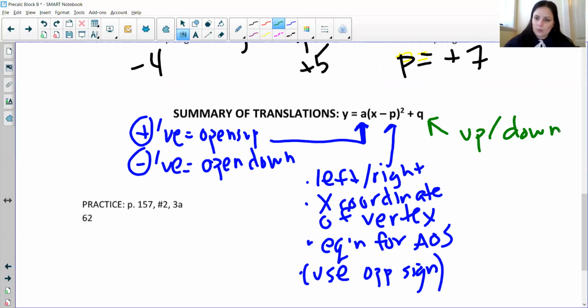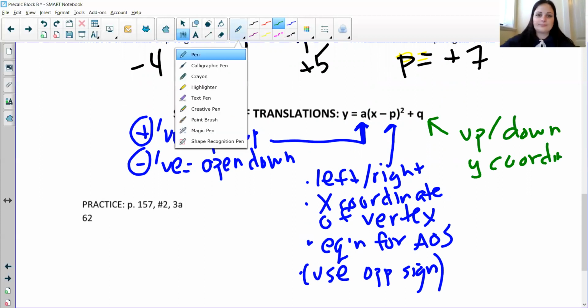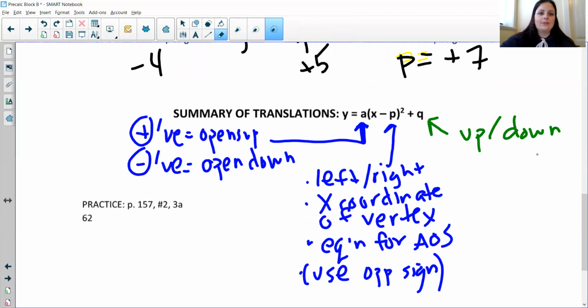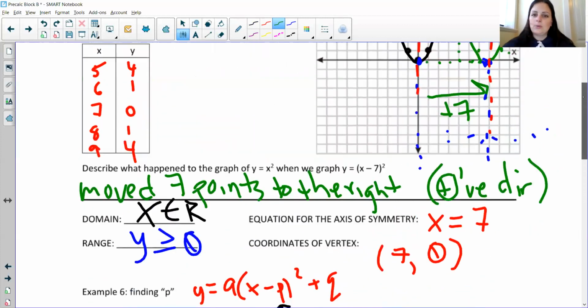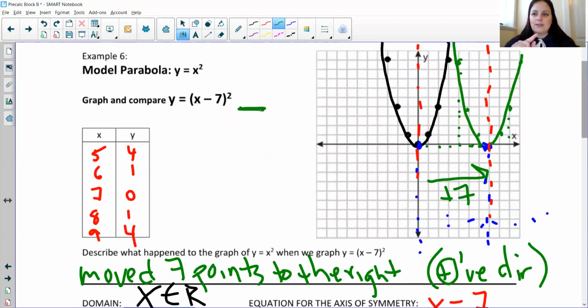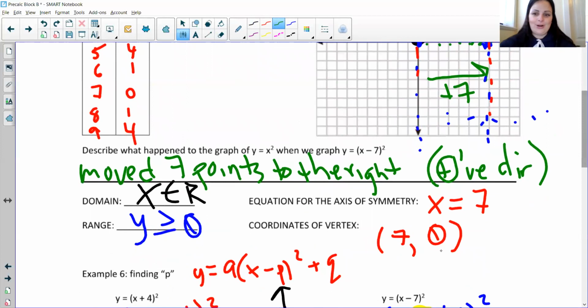This gives us the y coordinate. I'm just going to redo that. That wasn't looking good. Gives us the y coordinate of the vertex. You might be saying, but we didn't have a Q in that last one. You are right. We didn't have anything here. So that means that it was technically plus or minus 0. And what was our y coordinate of our vertex? 0. And what was the min or max value? 0.